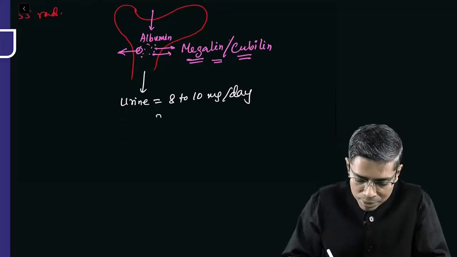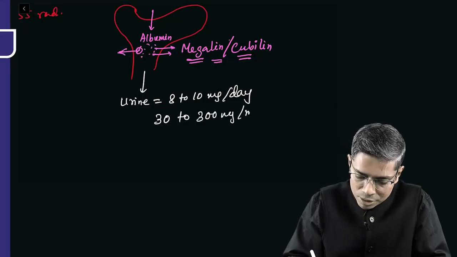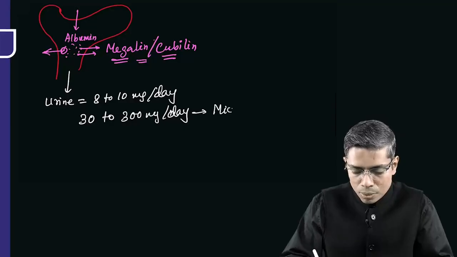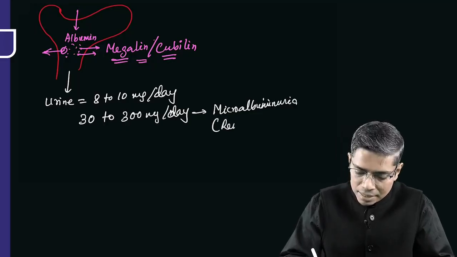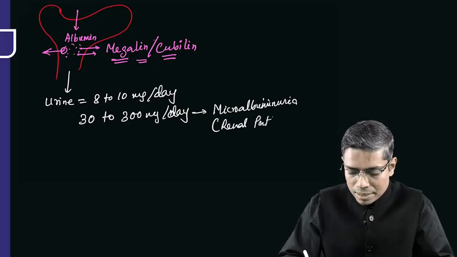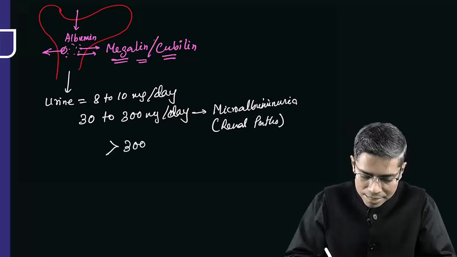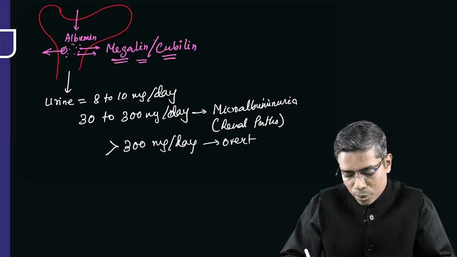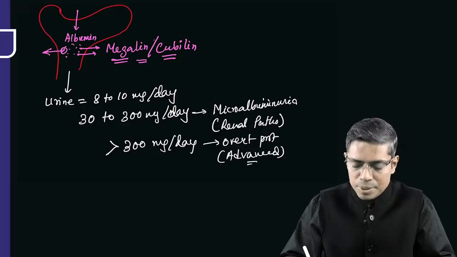If the amount of albumin increases to 30 to 300 milligram per day appearing in your urine, this is known as microalbuminuria, right? And this indicates that there is obviously renal pathology present. And if the urine albumin is greater than 300 milligram per day, then this is overt proteinuria, and it indicates that advanced renal disease is present, right?